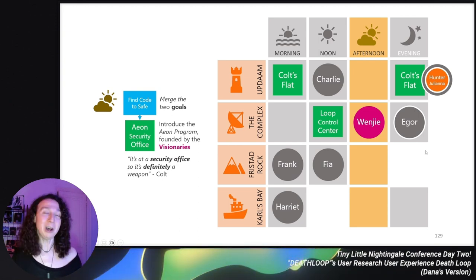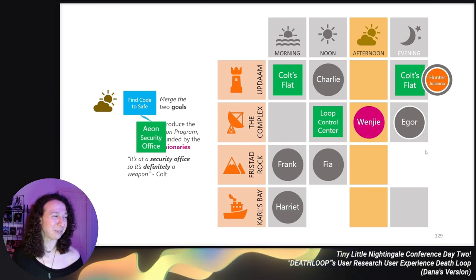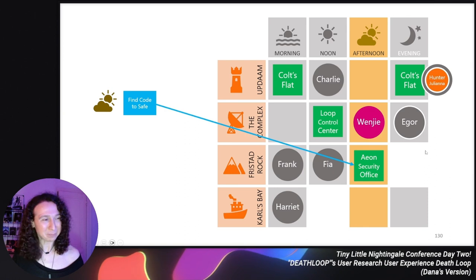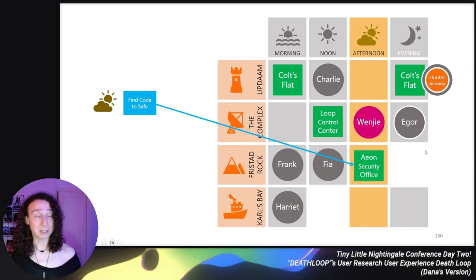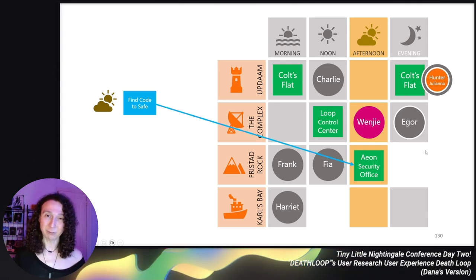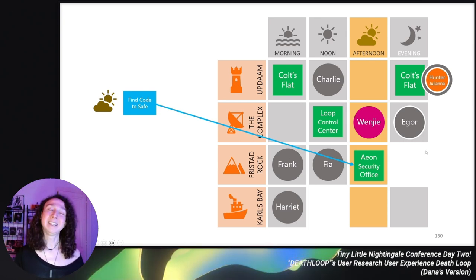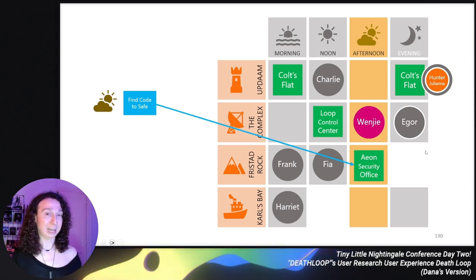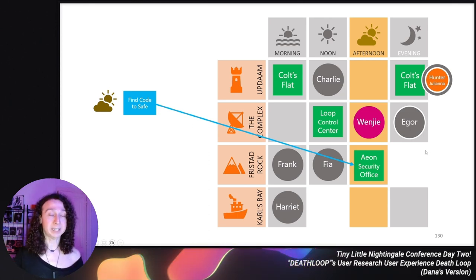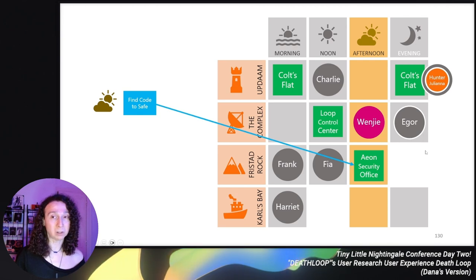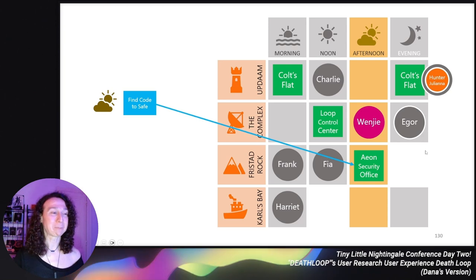So of course Colt is like, oh, it's at a security office. So it's definitely a gun. So he goes over very, very enthusiastic. And we decided to put that on Freestead Rock, where you can visit in the afternoon. In the fiction, it's the first place that all of the Eternalists land when they're traveling to Black Reef. So because it is the location that in fiction is introducing the characters of the world to Black Reef, it's an interesting spot to introduce the player to Black Reef.